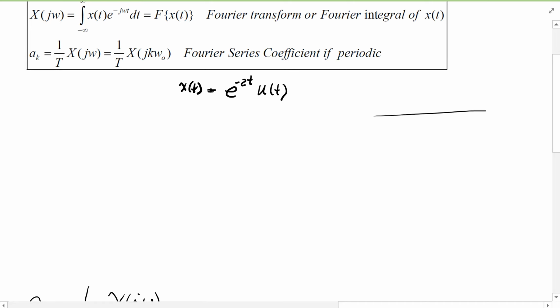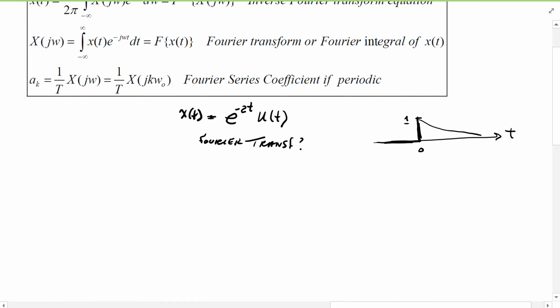This signal, let's say this is in time domain, and it only has value starting at 0, because before 0, because of u of t, it's 0, and it gets to 1, and then it decays over time. So this is the signal they've given us, and they're asking us to find the Fourier series, to find the frequency domain or Fourier transform of this. So our job is to figure out what the Fourier transform of this is.